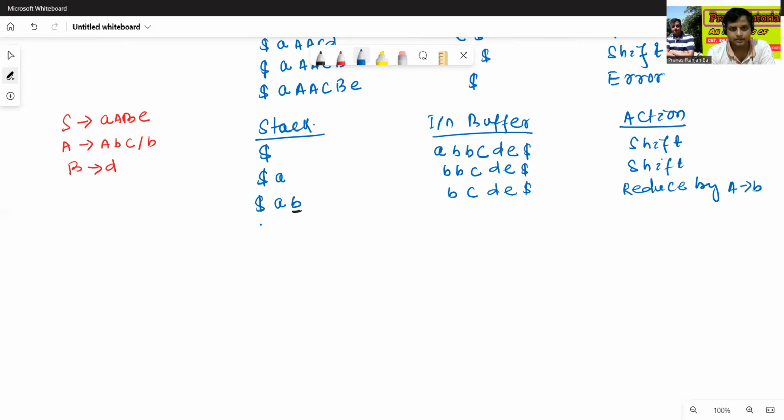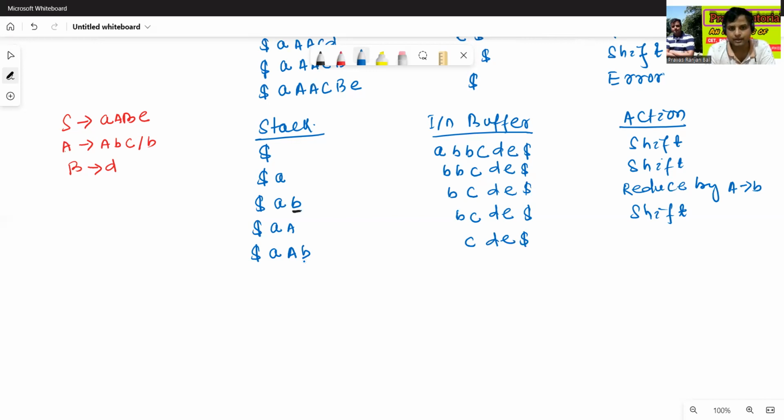Dollar A, B, C, D, E dollar. Okay, this is B. Now, is there any handle possible? No. We will shift again. We shift: dollar A, then B, C, D, E dollar. Is there any handle possible?